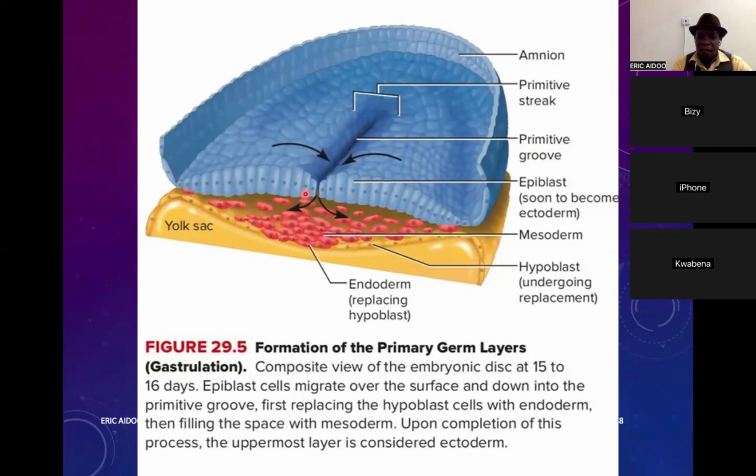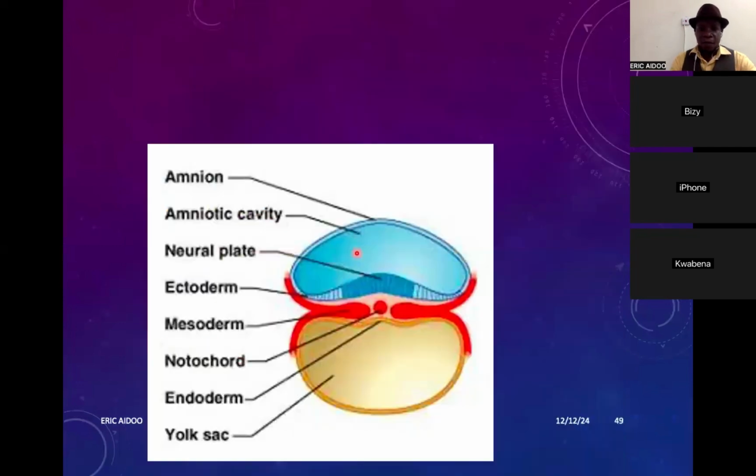Okay, so at the end of the day, whatever is left in the epiblast that did not move, any cell that did not move will remain and become the ectoderm. At the end of the day, you are going to have ectoderm, mesoderm, and then endoderm. So that's what you find here: ectoderm, mesoderm, endoderm, and that's the yolk sac.